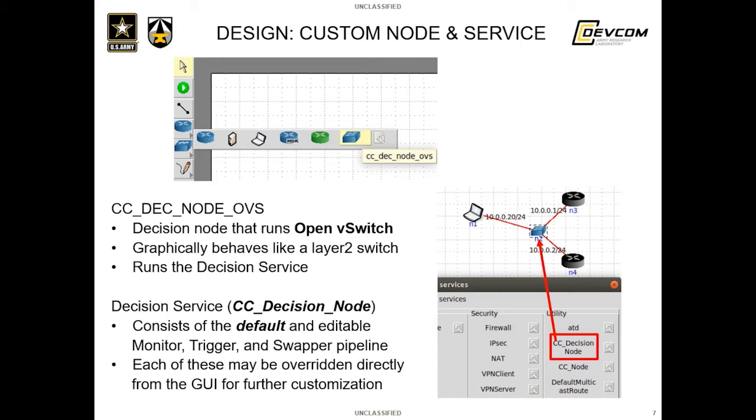The decision service consists of editable scripts for the Cdes pipeline, which by default implement some basic behavior. This behavior can be overridden directly from the GUI or from an external file editor. So I'm going to describe these components in the upcoming slides.